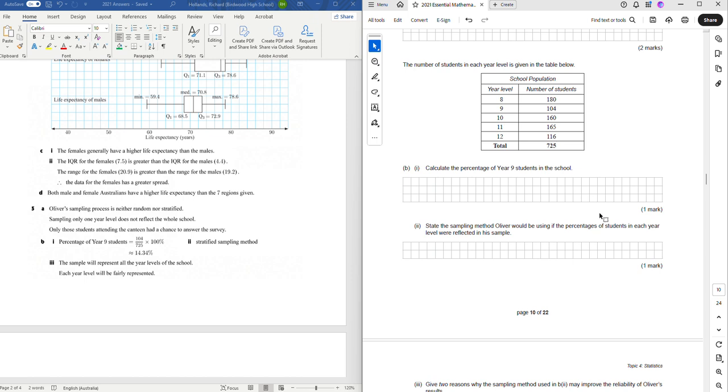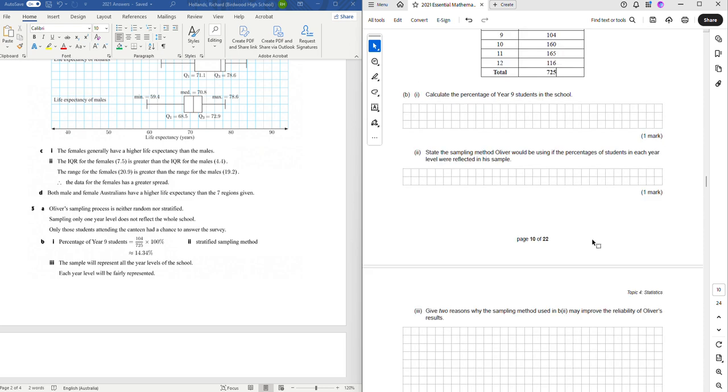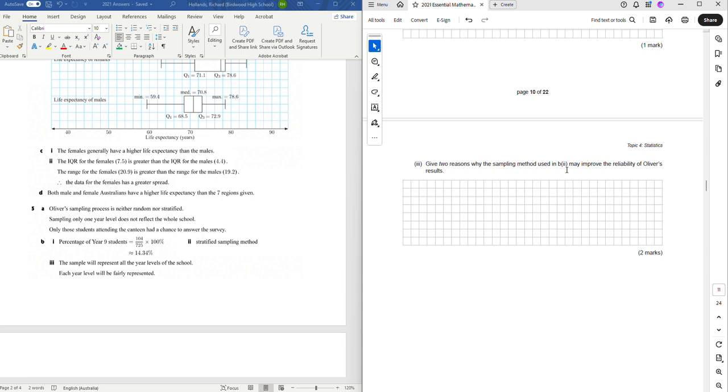State 1 sampling method Oliver would be using if the percentages of students in each year level were reflected in the sample. Stratified sampling. That's the only one it is. Give 2 reasons why the sampling method used, stratified, may improve the reliability of Oliver's results. The sample will represent all year levels of the school, not just Year 9s, and each year level will be represented fairly.